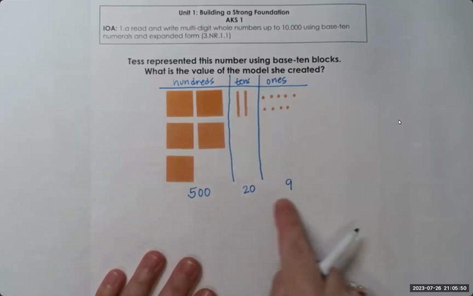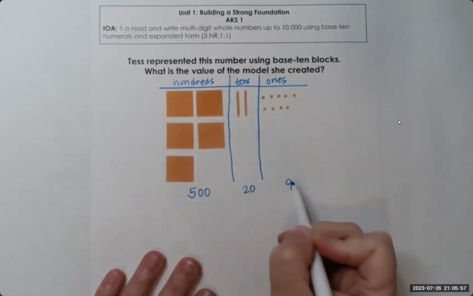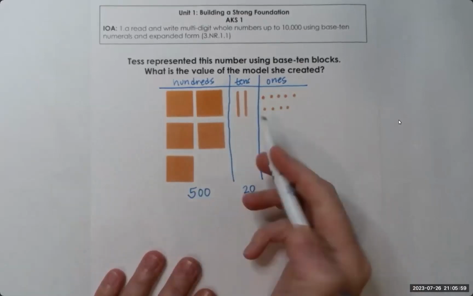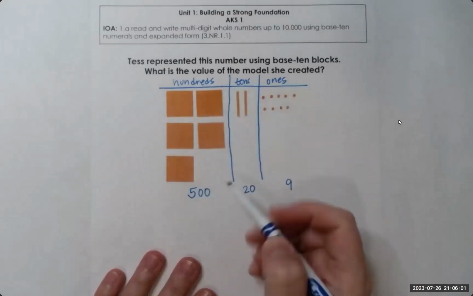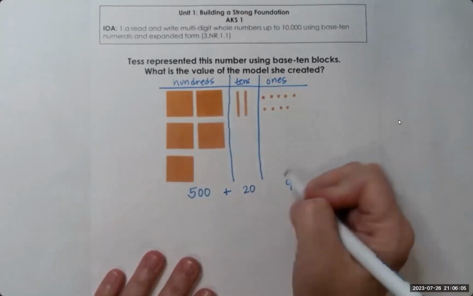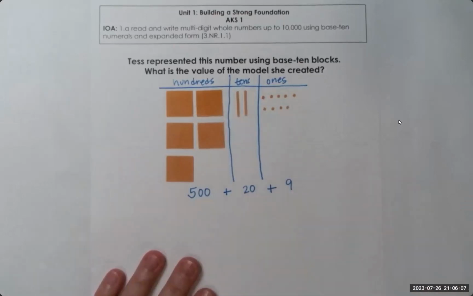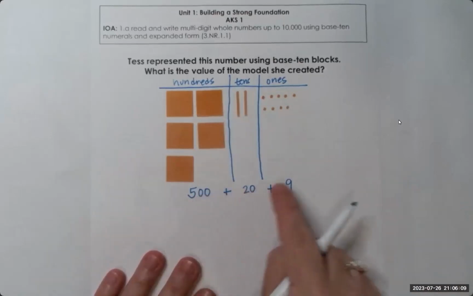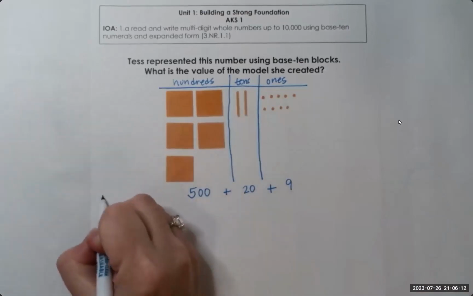So one way to represent this number is representing it in expanded form. Okay, I can write the value of each digit. I can say, because I have 5 flats, that value is 500. I have 2 tens, or 20. And I have 9 ones. This is the expanded form of my number.